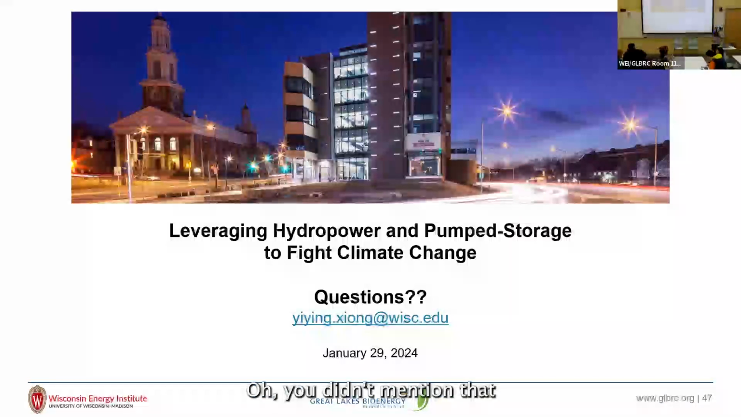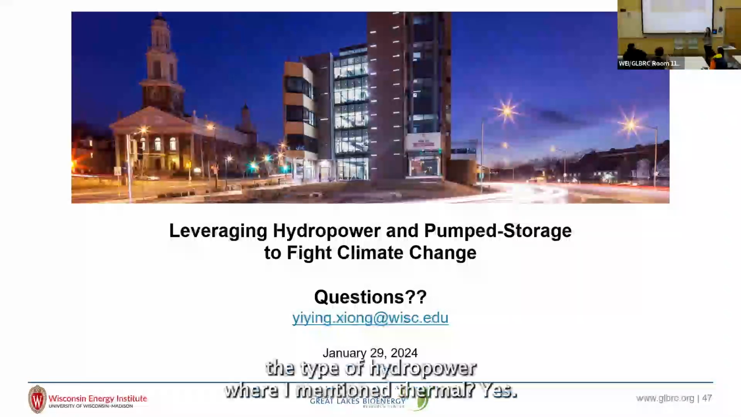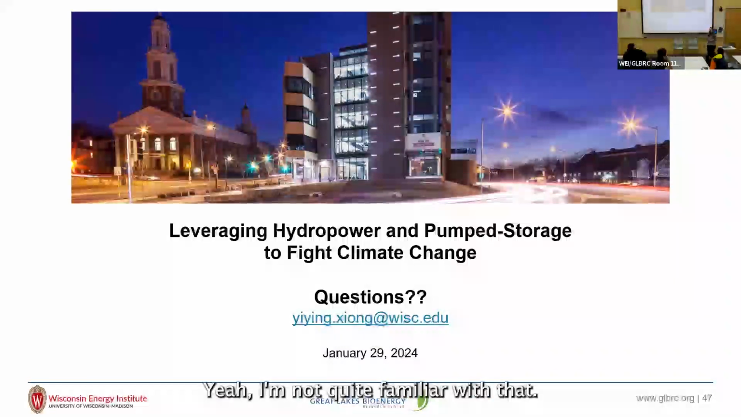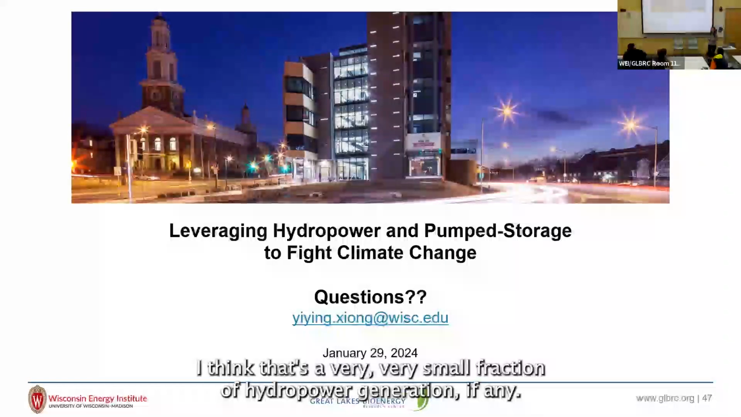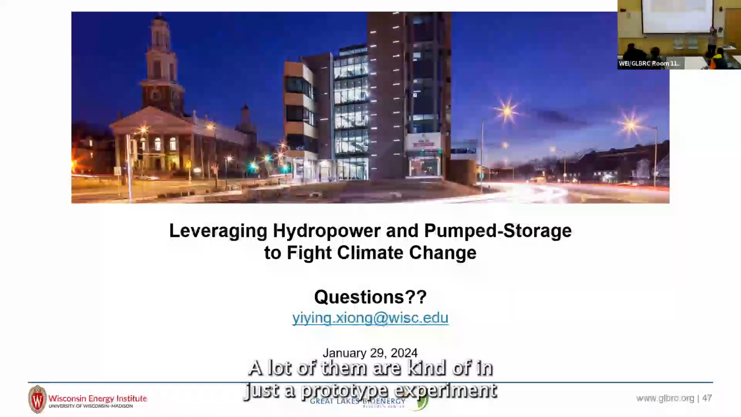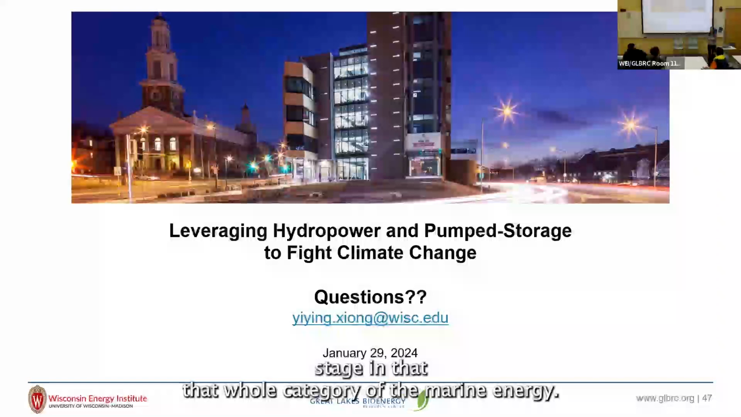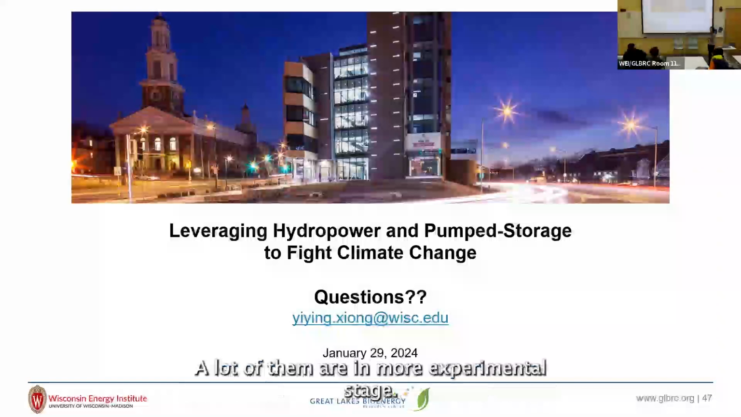You did mention that during generation power, some thermal generation. Is it significant? And if it is, can we utilize that? You mean the type of hydropower where I mentioned thermal? Yes. I'm not quite familiar with that. I think that's a very small fraction of hydropower generation, if any. A lot of them are in just a prototype experiment stage. In that whole category, the marine energy, a lot of them are in more experimental stage.